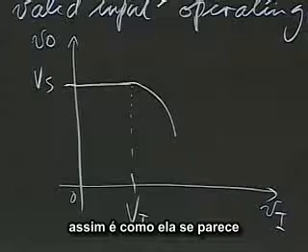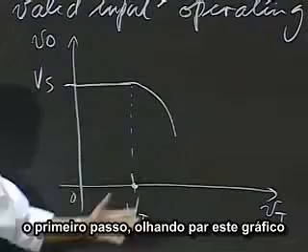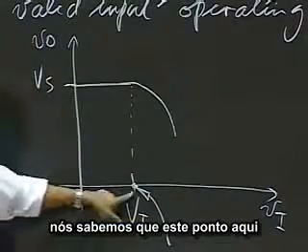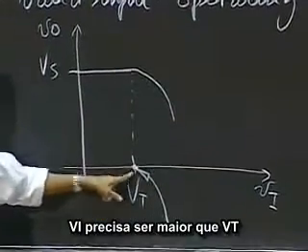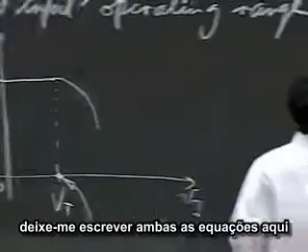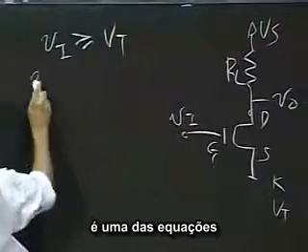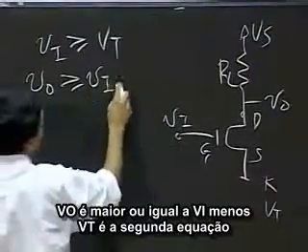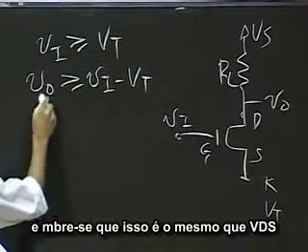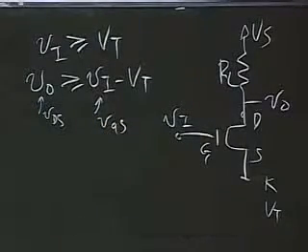So that's what it looks like. So the first step, looking at this graph, we know that this point here, that VI needs to be greater than VT to satisfy the first equation. Let me just write down both equations here. VI greater than or equal to VT is one of them, and VO is greater than VI minus VT is the second equation. And just remember that this is the same as VDS, and this is the same as VGS.